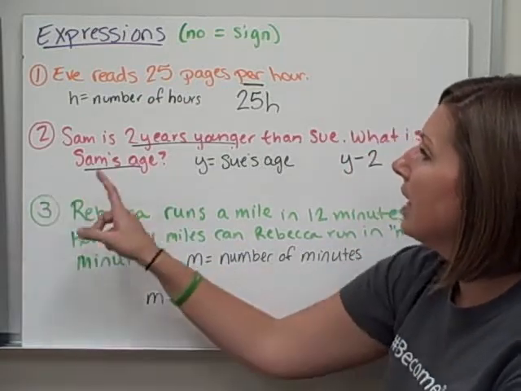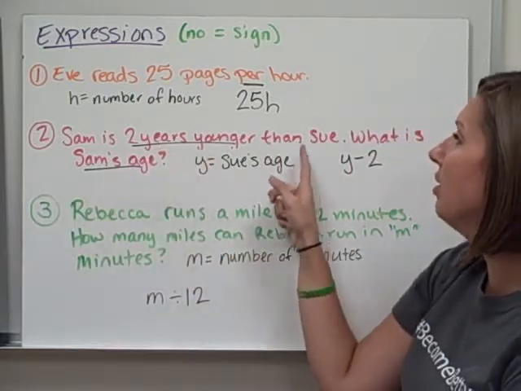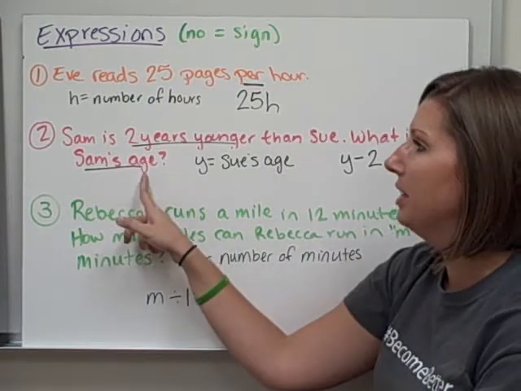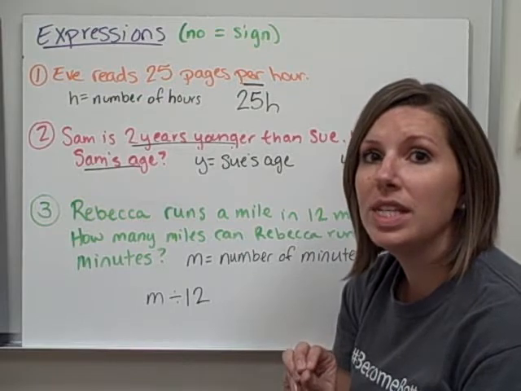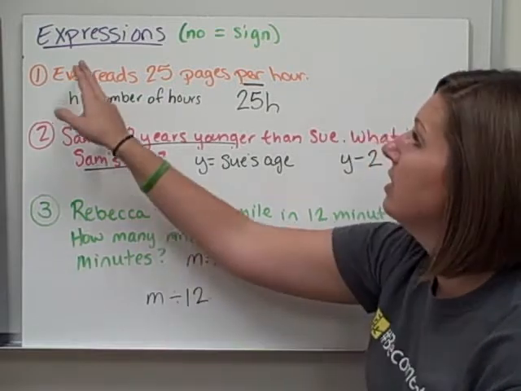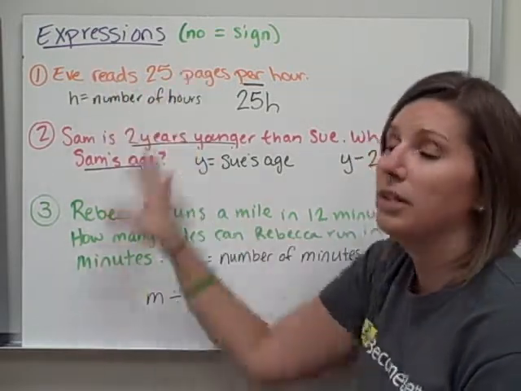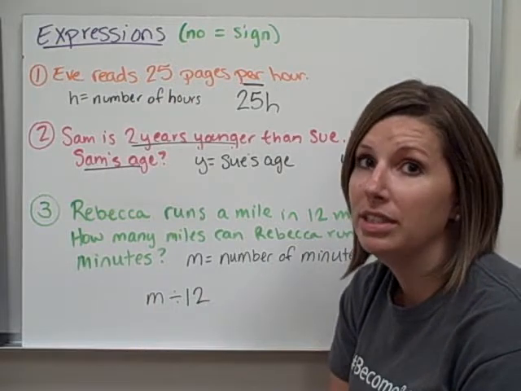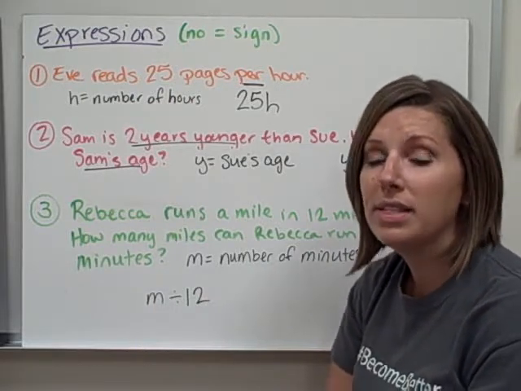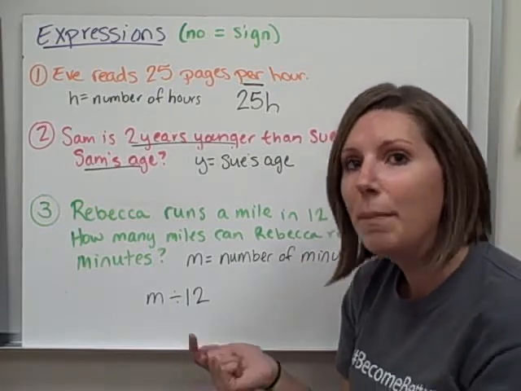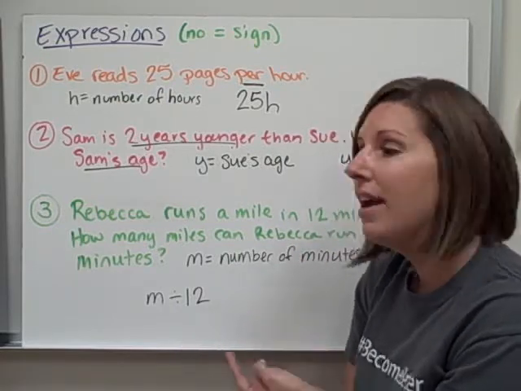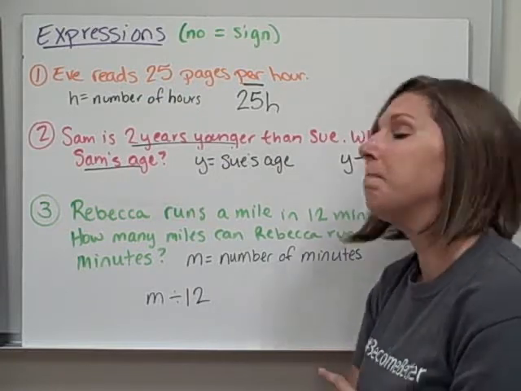Number 2, Sam is 2 years younger than Sue. What is Sam's age? Now, I could write an equation for this, but I'm not going to because the directions are telling me that all of these are expressions. So I need to keep that in mind. I think sometimes we get ahead of ourselves and we try to figure out the answer, but this isn't about figuring out the answer. It's about writing an expression.